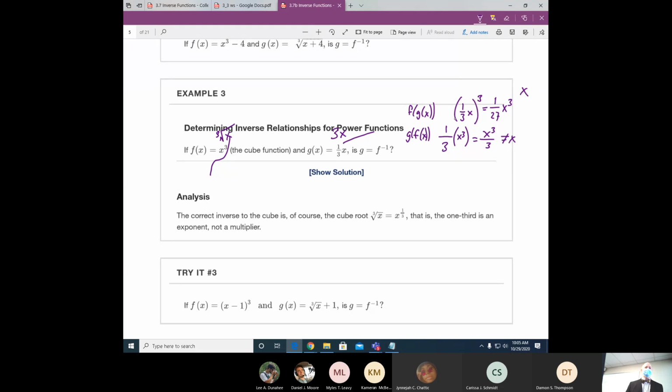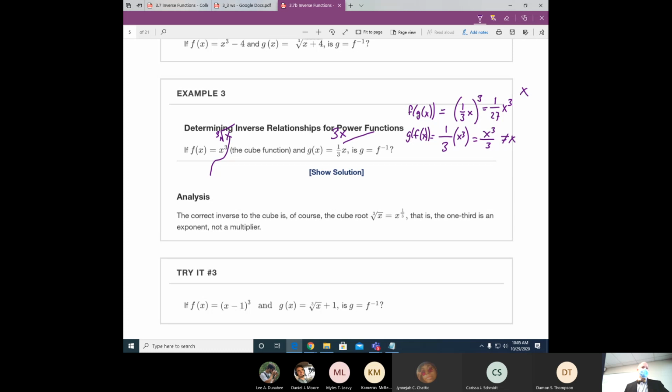Either way, and sometimes one way is a lot easier. Here I had to cube 1/3 and get 1/27. Here all I did was divide by 3. So this was an easier one to check. And sometimes you don't know how easy it's going to be until you start feeding one into the other and say, wait a minute, this is getting really hard. Let's do the other one. Oh, that was a lot easier to show whether or not I got x.